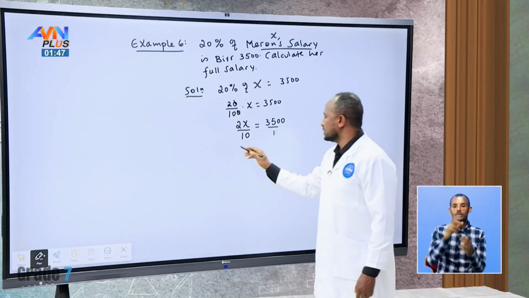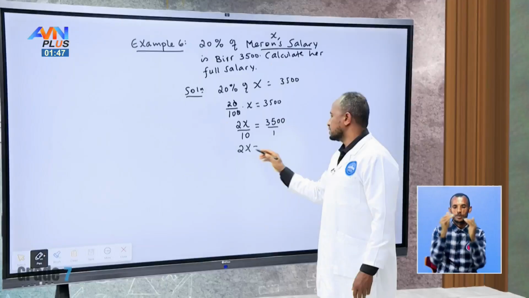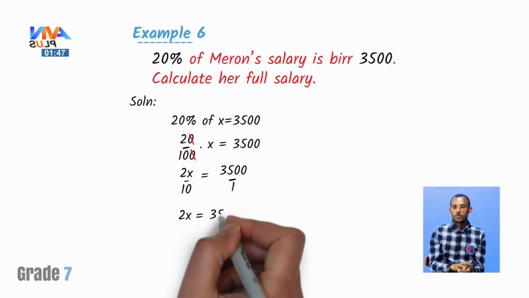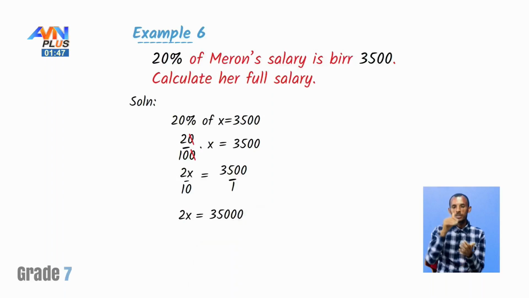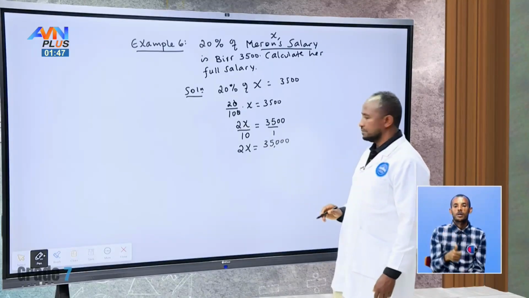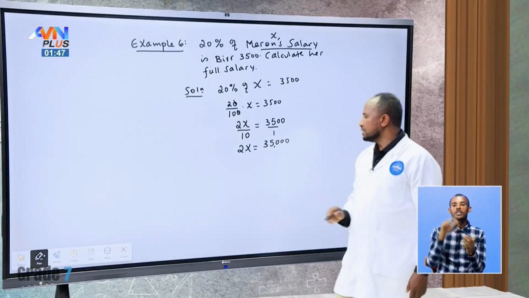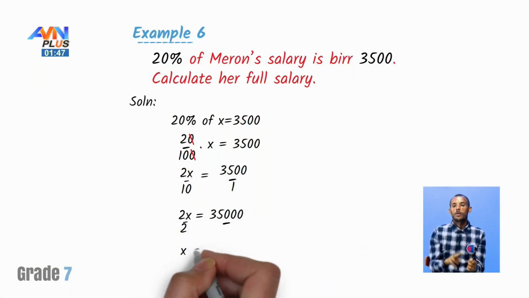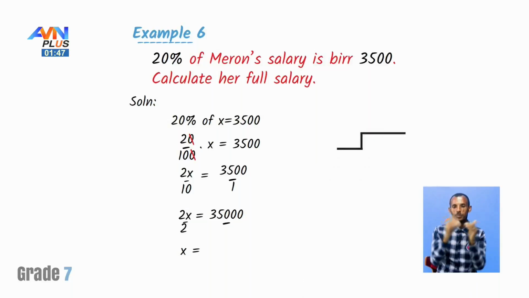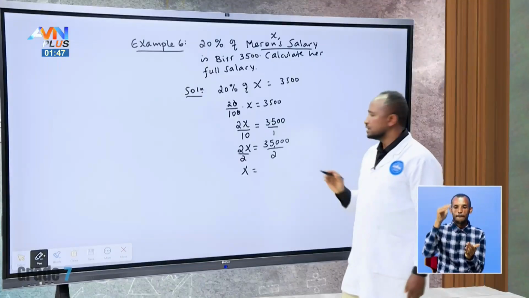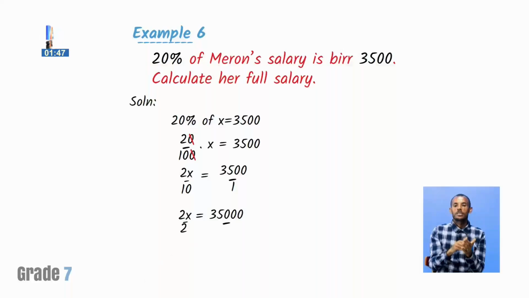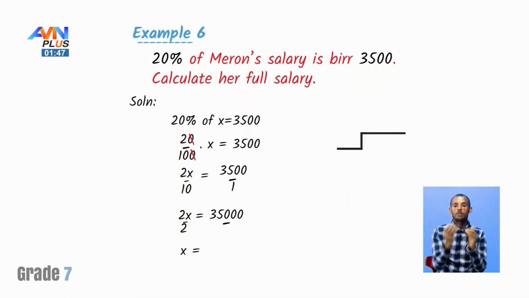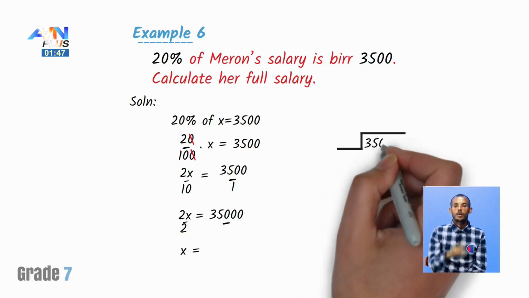2x times 1 gives you 2x is equal to the product of the two, which is 35,000. And then to find x, let's divide both sides by 2. This cancels out. x is equal to 35,000 divided by 2.